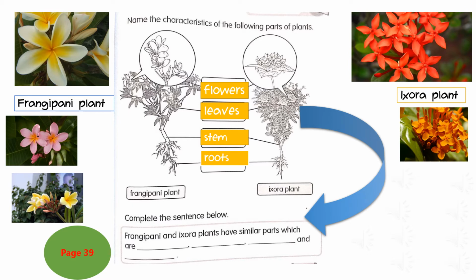Now, after you have labeled all the parts of the plants, we are going to fill in the blanks below. Frangipani and ixora plants have similar parts, which are, Frangipani dan ixora mempunyai bahagian yang sama, iaitu, okay, so you write down all the parts to fill in the blanks.